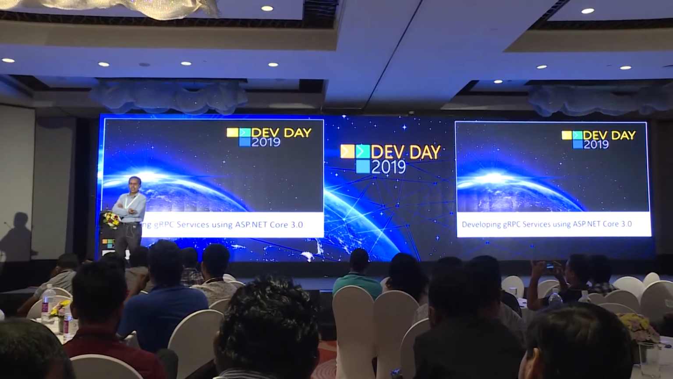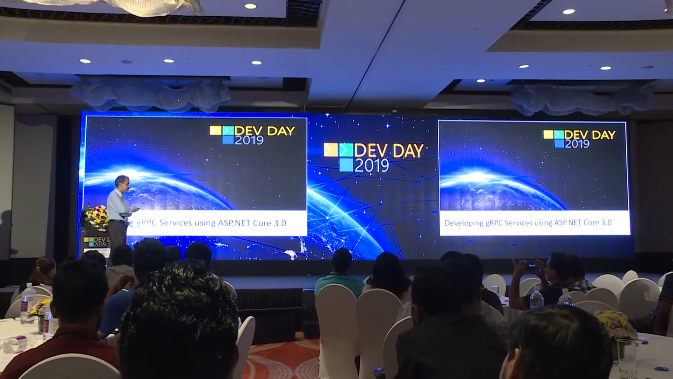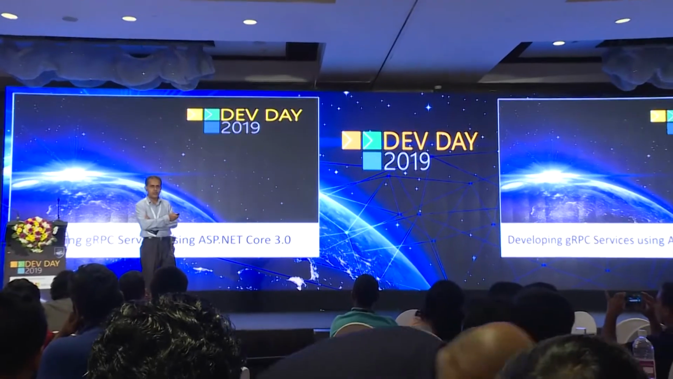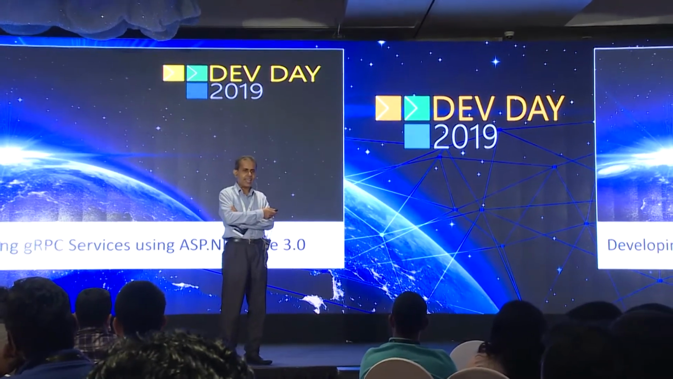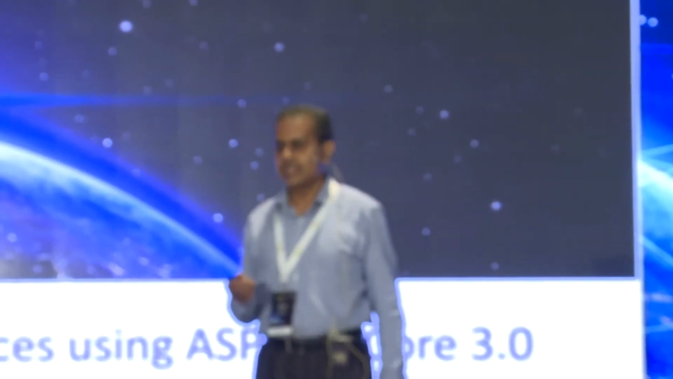So let me explain how to do gRPC-based application development using ASP.NET Core 3.0. You know that Microsoft has recently released ASP.NET Core 3.0, and together with that, they have released quite a lot of new technologies. One of them is gRPC support.